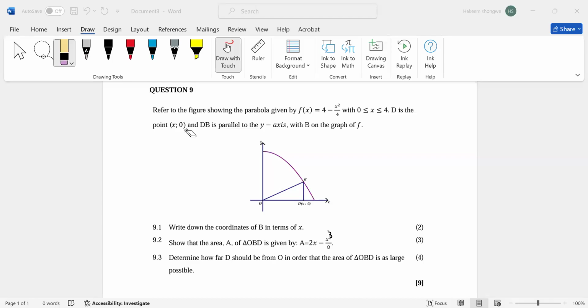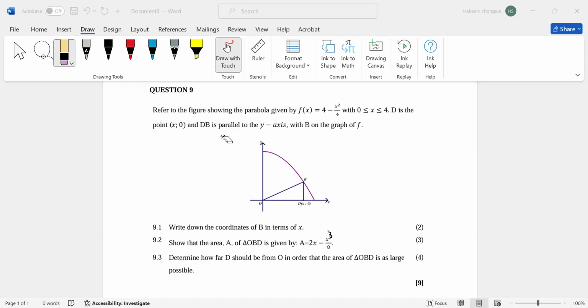They said, refer to the figure showing the parabola given by f of x. So this represents the parabolic function with x an element between 0 and 4, both of them included. And then they say D is a point, the point x, 0.